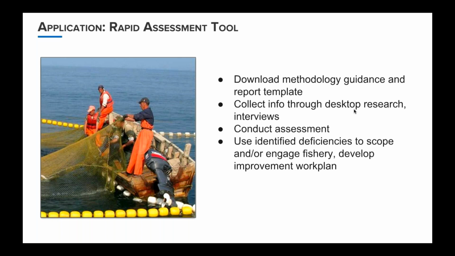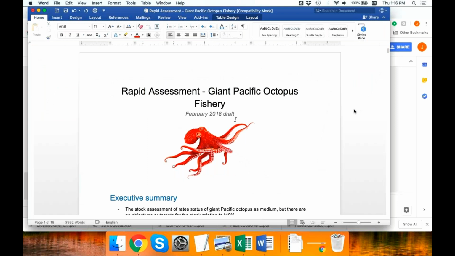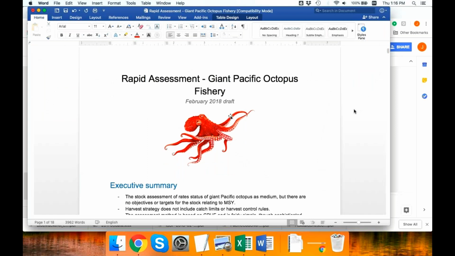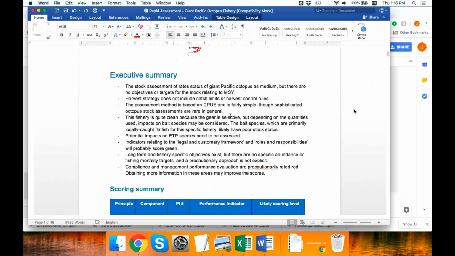And then I'll just show very briefly what an example report might look like. Say you have an octopus fishery here, executive summary, what are some points about the fishery? You've got your scoring summary.